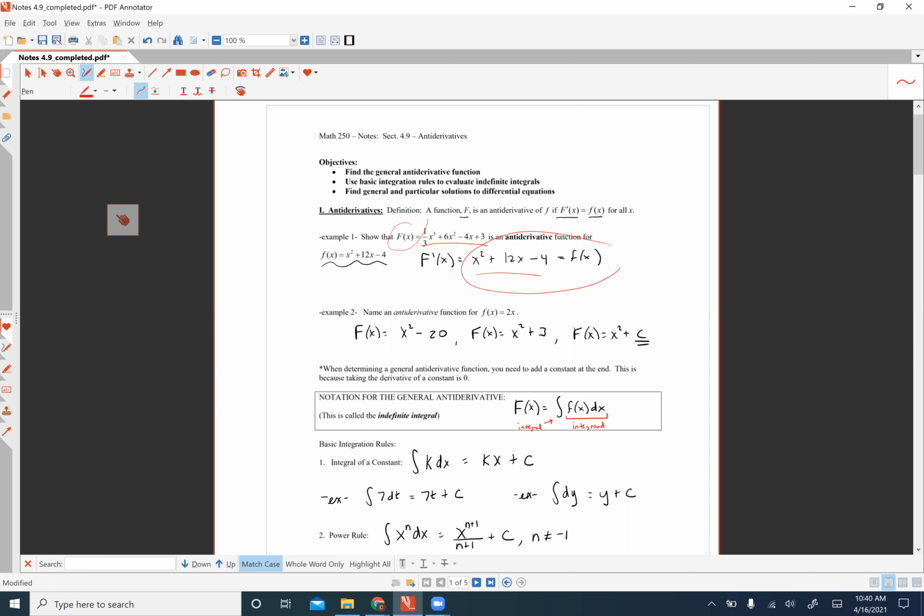There are actually many solutions, because when you take the derivative of a constant, you just get 0. So you can add any constant to this F of x, and it'll still be an antiderivative of x squared plus 12x minus 4, or this function right here. So we're just going backwards now. We've done a lot on how to take derivatives of trig functions and derivatives of functions in the form of x to some exponent, and now we're just reversing the process.